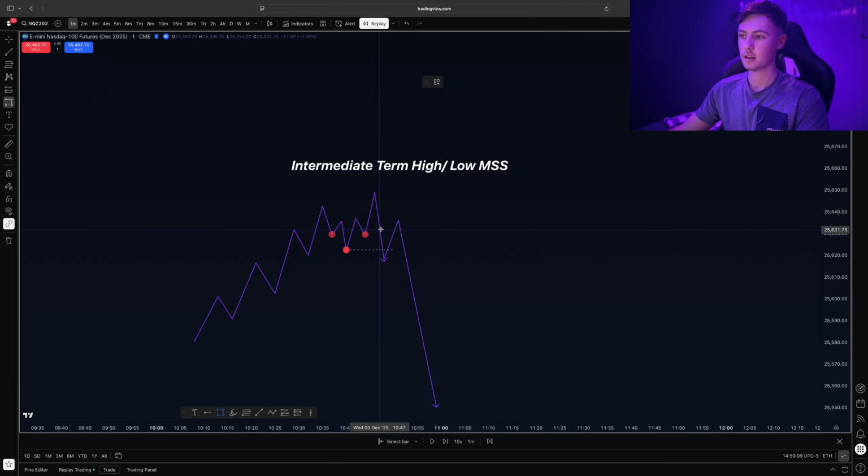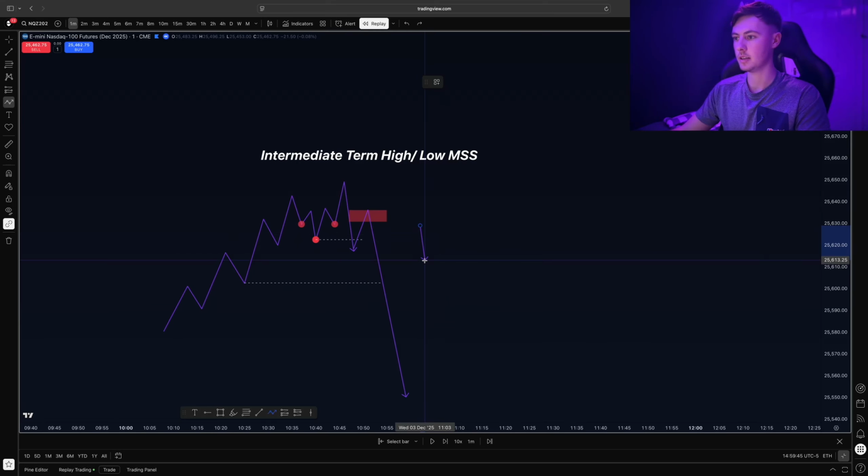So again, after the intermediate term low has been broken, you're just looking for the retrace into the bearish fair value gap, take a short, and then for an intermediate term swing low getting broken, you can take first TP at internal range, and then you could leave a runner for external range, because again, like I say, when intermediate term low is broken to the downside, that's where you'll typically find the bigger moves.